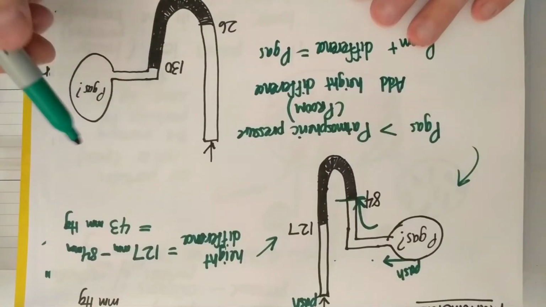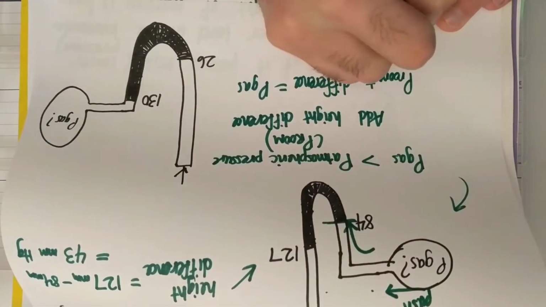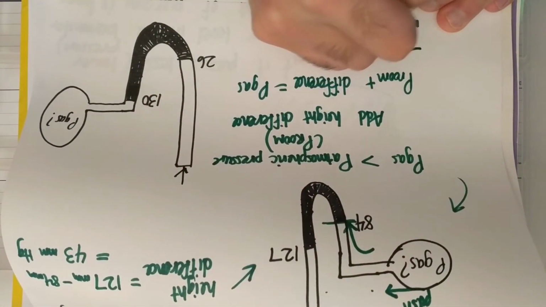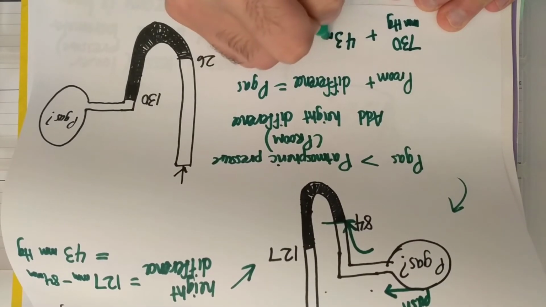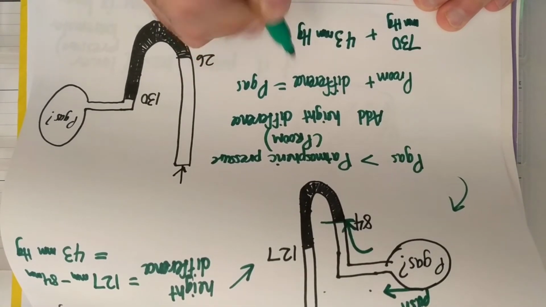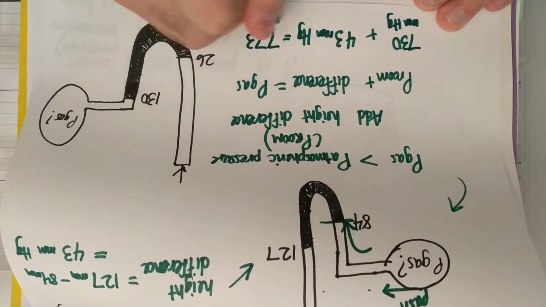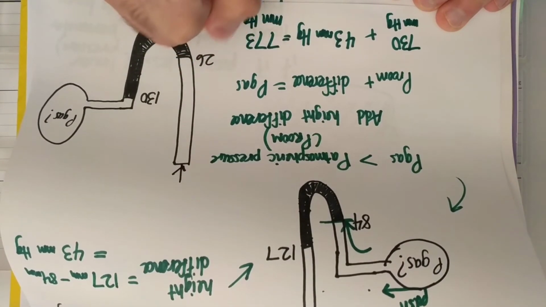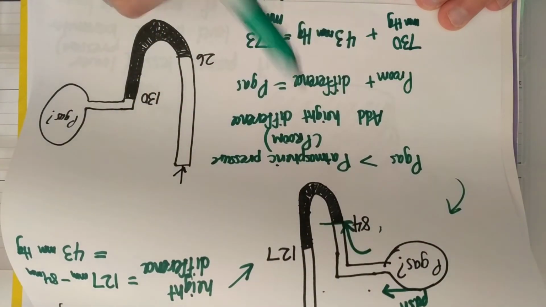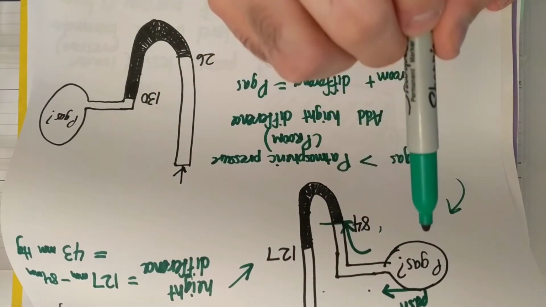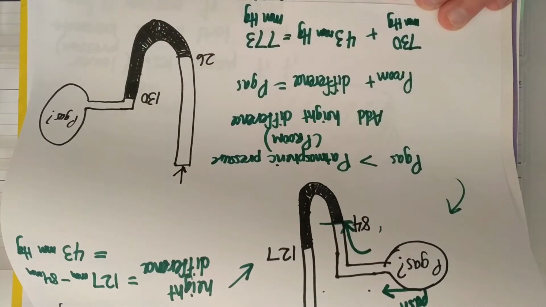So I'll do, P of the room was given to me before as 730. So I'll do 730 millimeters of mercury plus 43 was my difference, millimeters of mercury. And that equals 773 millimeters of mercury. So this is larger than atmospheric pressure, and it's okay because the pressure of this gas in this tube is larger than atmospheric pressure.